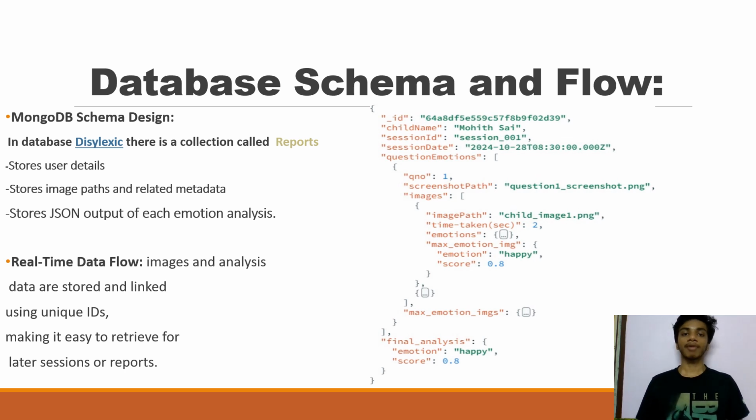Now we can look into our database schema. For our project, we have a database called Dyslexic and there is a collection called reports. In that, we are going to store the children's information such as child name, session ID, session date, image path, question screenshot path, and related metadata of the image. We will store the emotion analysis in a JSON format. Also, if we want to access this data, we can easily access it by session IDs. If you want a reference, you can see the image on the right side.